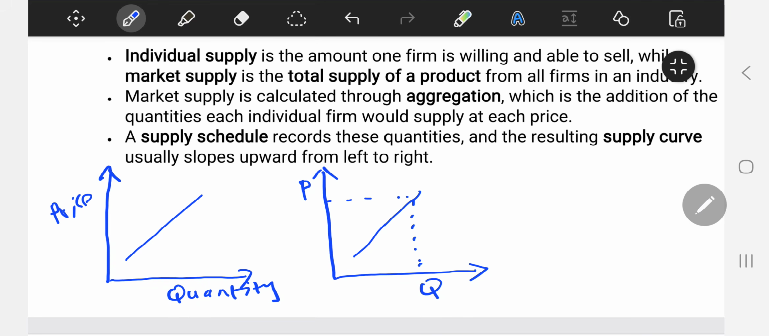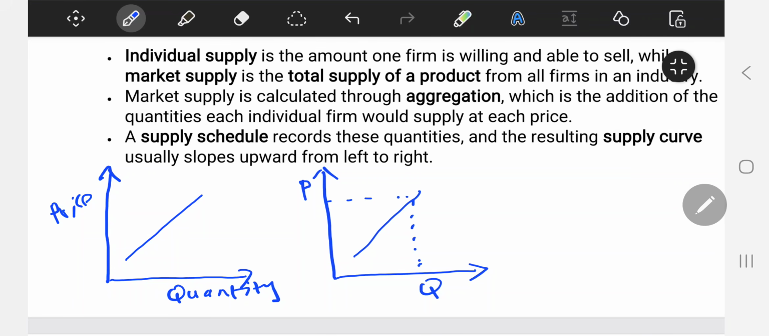Now, how we get market supply is that we aggregate all the individual supplies, and we just aggregate the horizontal axis, the quantity axis, because the price remains the same. We aggregate all the quantities, and we get the market supply. Again, the supply curve is derived from a supply schedule, which basically puts quantities alongside price. And as I've said, the higher the price, the higher the quantity, and so the supply curve is going to slope upwards like that from the supply schedule.